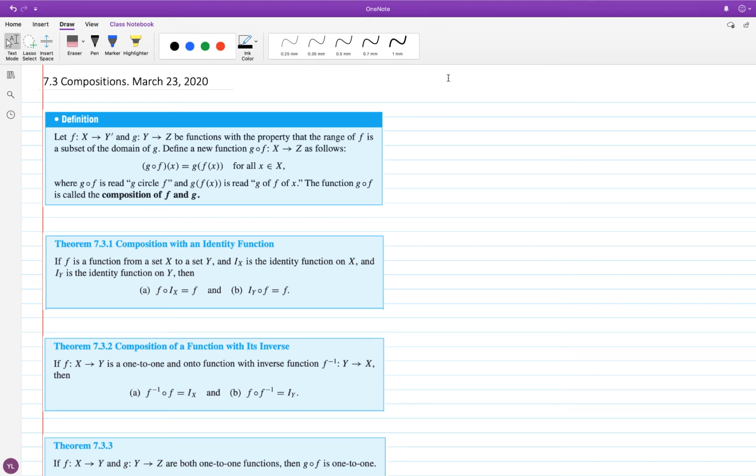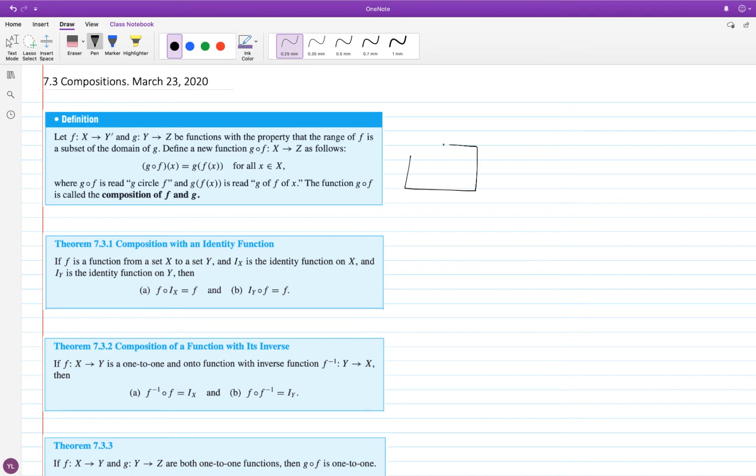Okay, so I've copied here the blue boxes from 7.3. Make sure you read the section thoroughly and understand what the composition operation is between functions and how it plays with inverses and identities and so on. So let me just give you some commentary here.